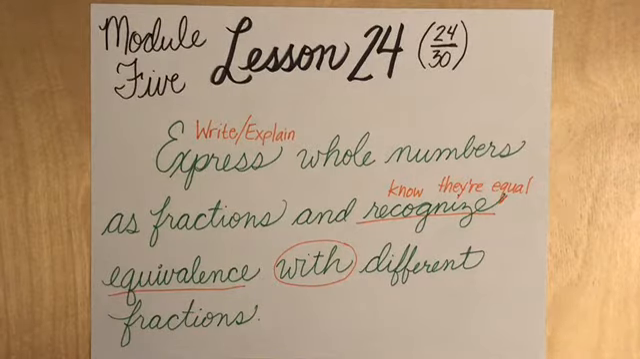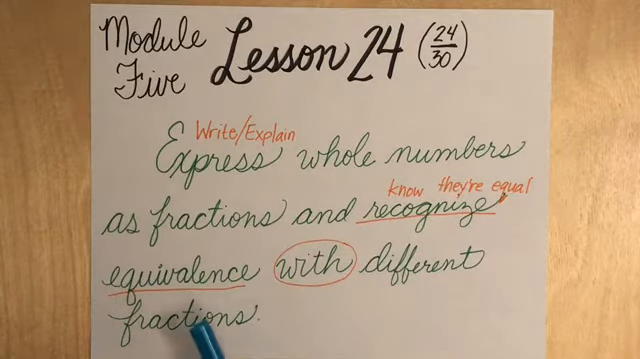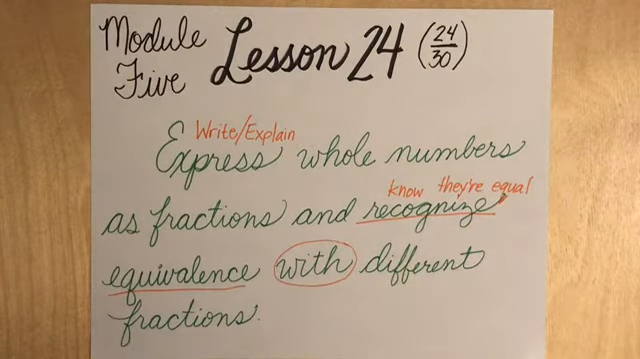Tonight you guys are going to express whole numbers as fractions and recognize equivalents with different fractions. What that means is that we're going to write or explain numbers as fractions and know that they're equal with different fractions. It's kind of a review of what we've already been doing in class, but really just to solidify the idea. Here we go.